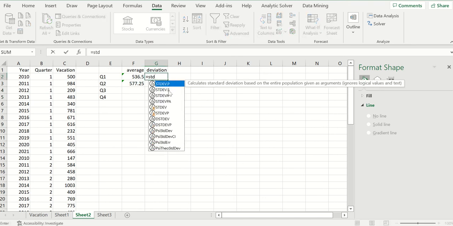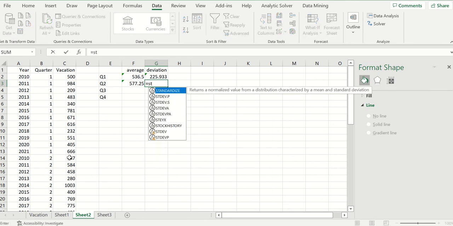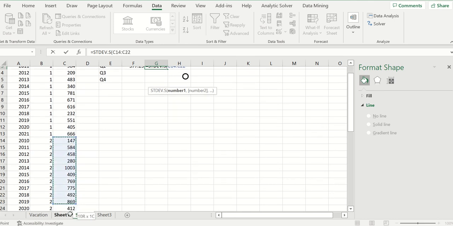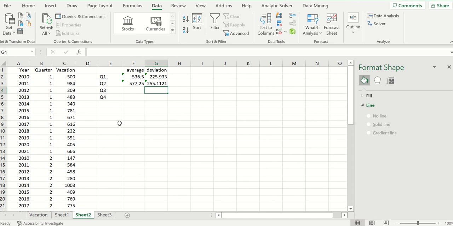STDEV.S, this is just a sample standard deviation. I'm just doing quarter 1 here. Equals, again, sample, and I'm just doing quarter 2. Okay, you get the point. The average for quarter 1 is this, average for quarter 2 is this. Standard deviations are here. You would do the same thing for 3 and for 4, and that'll help you move forward as well.